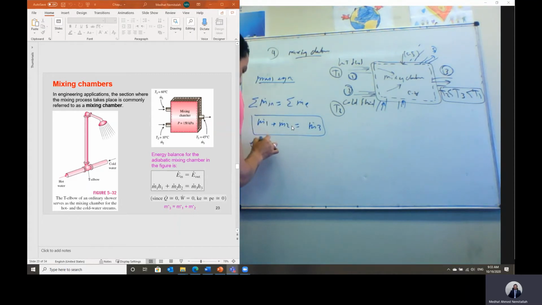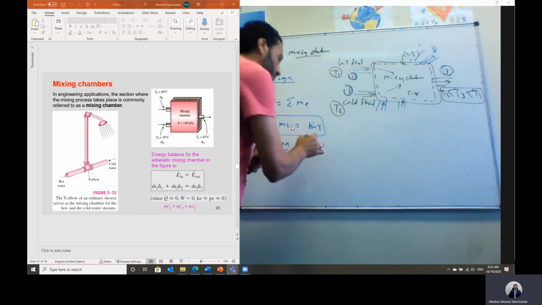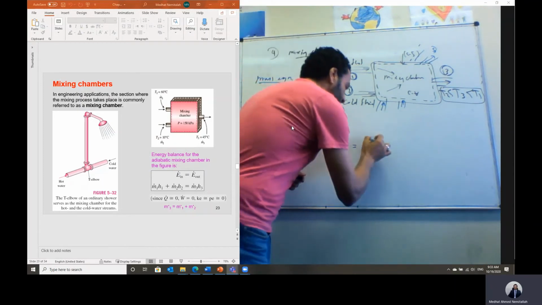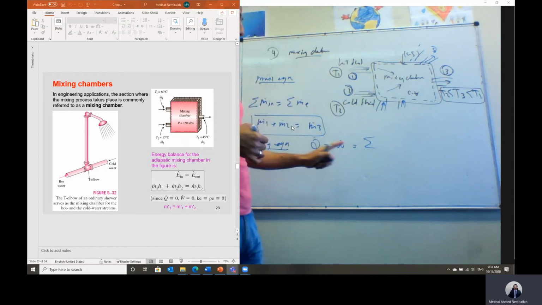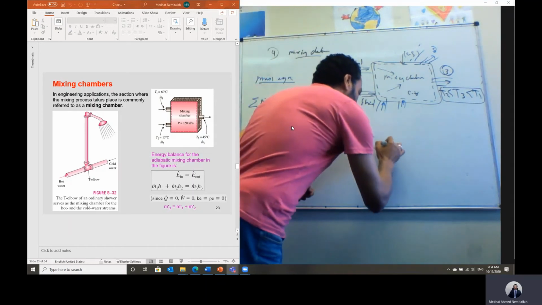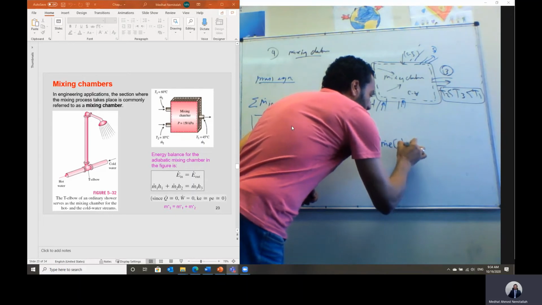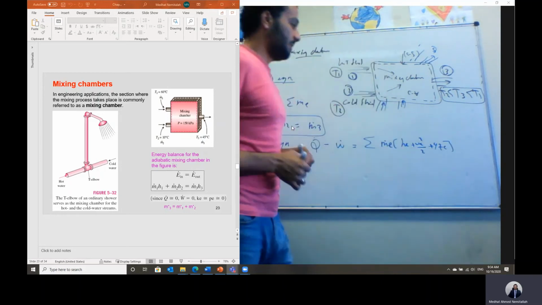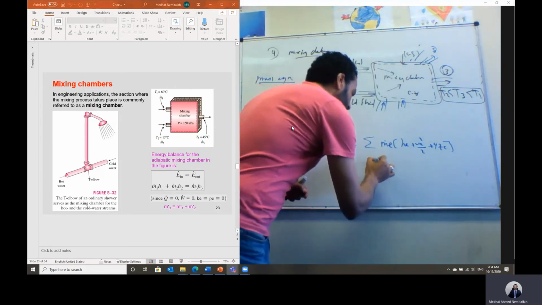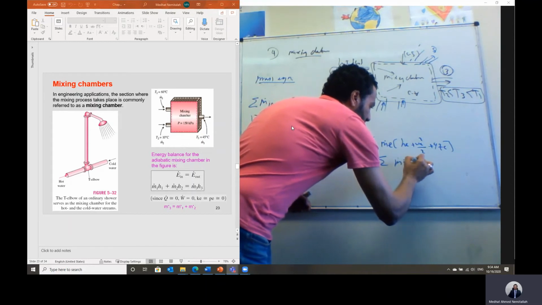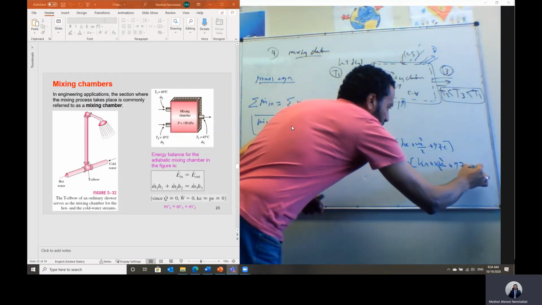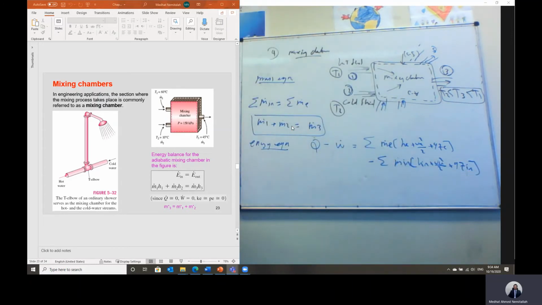And let's apply the energy equation. When we have more than one inlet or more than one outlet, the energy equation is Q dot minus W dot equals, and we have to add the summation sign. It equals the summation of M dot exit multiplied by (H exit plus V exit squared divided by 2 plus g multiplied by Z exit) minus the summation of M dot inlet multiplied by (H inlet plus V inlet squared divided by 2 plus g multiplied by Z inlet).